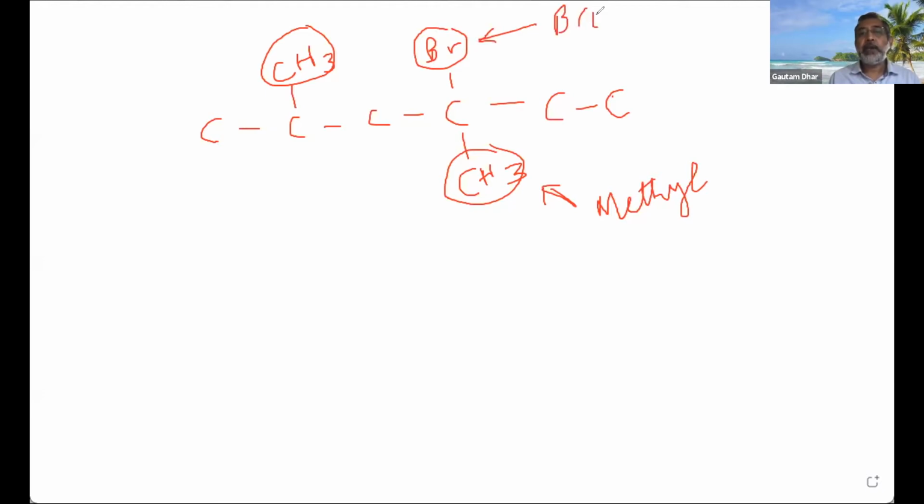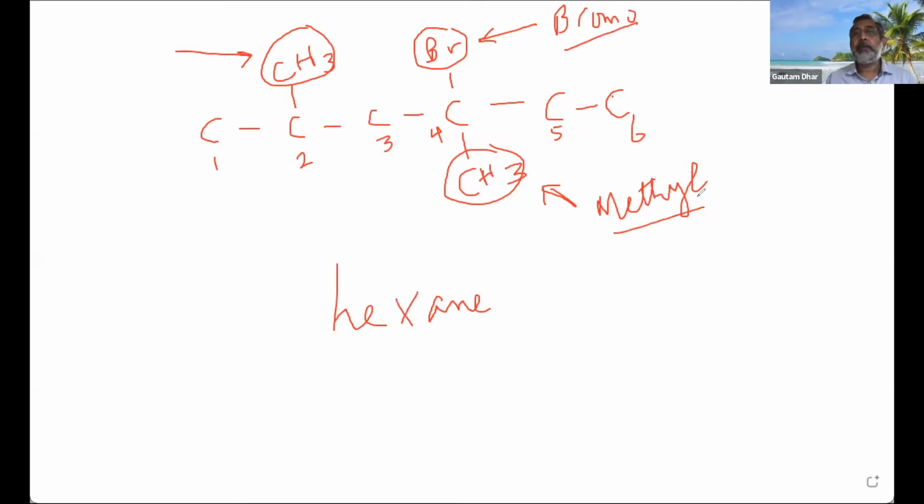So first identify what is there. Now there are two of them, remember, there are two methyls. So you start the numbering: 1, 2, 3, 4, 5, and 6. We can see this is hexane, so you write hexane. Now in front of that, you have to write bromo, and you have two methyl groups. If there is more than one, we use di, tri, tetra, and you go in alphabetical order.